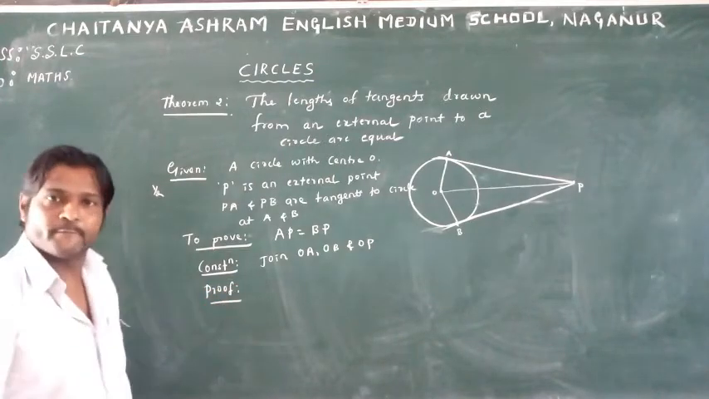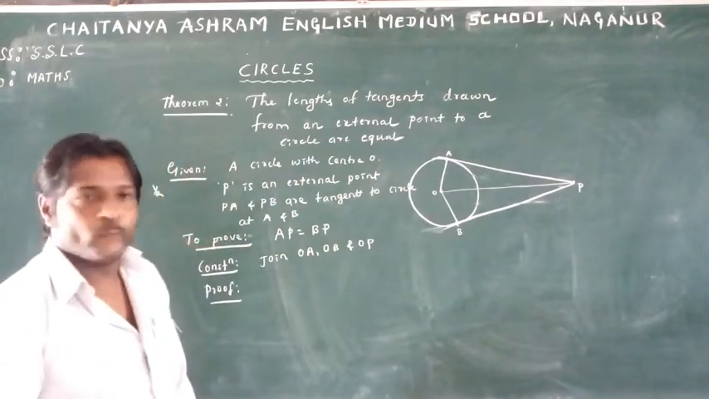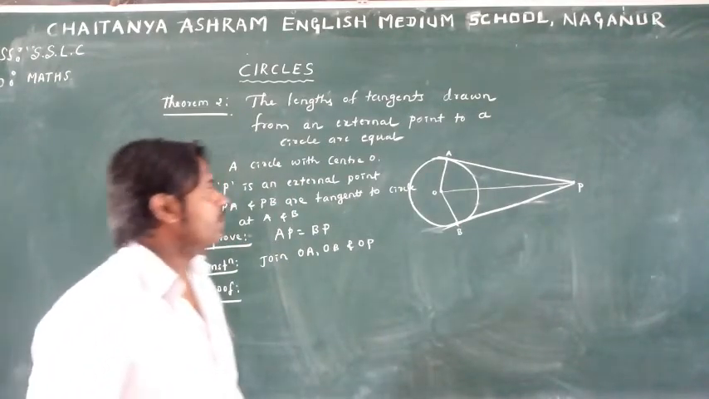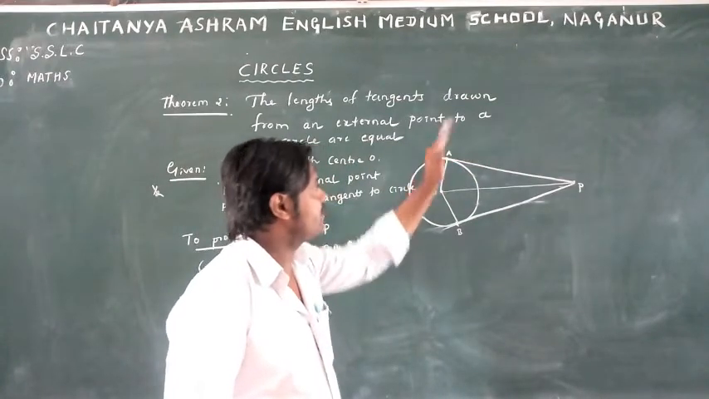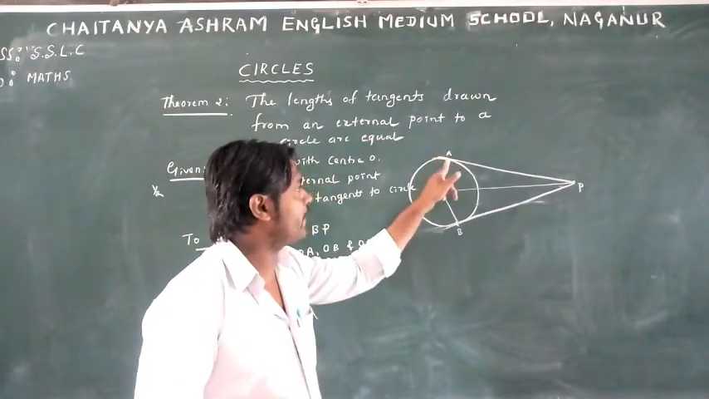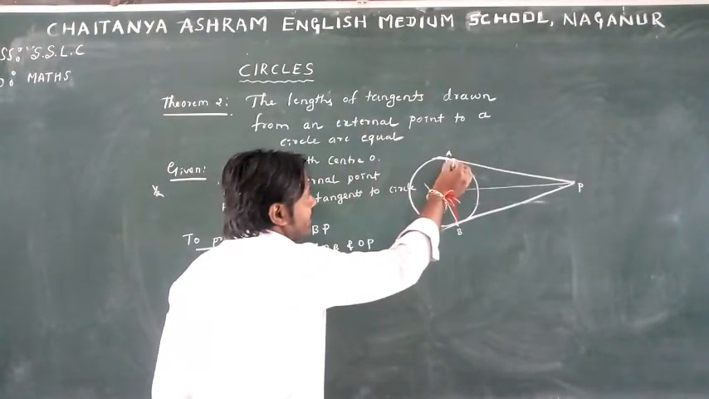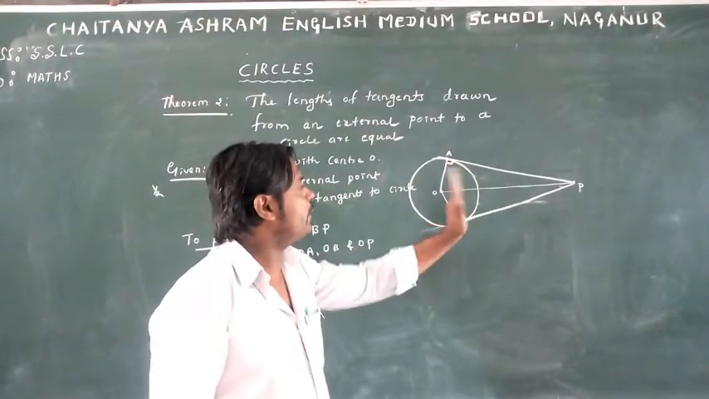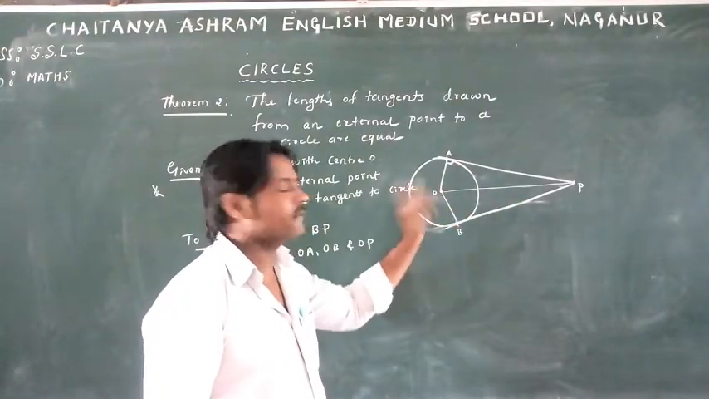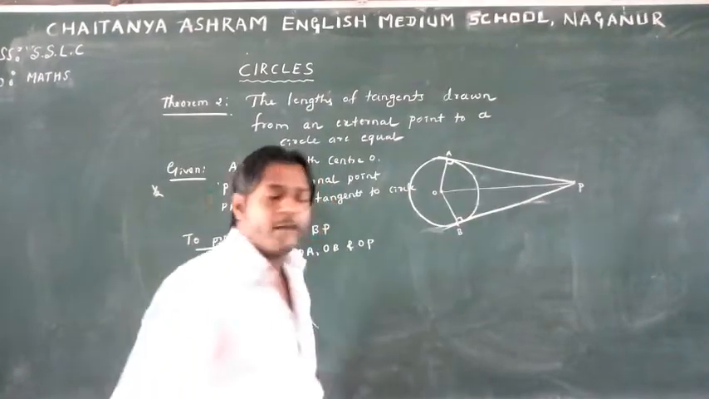What is next? Proof. So observe here. We know from theorem number 1 that a tangent is perpendicular to the radius at the point of contact. So by theorem number 1, what is the angle here? 90 degrees. So by the same theorem, this angle is also 90 degrees.